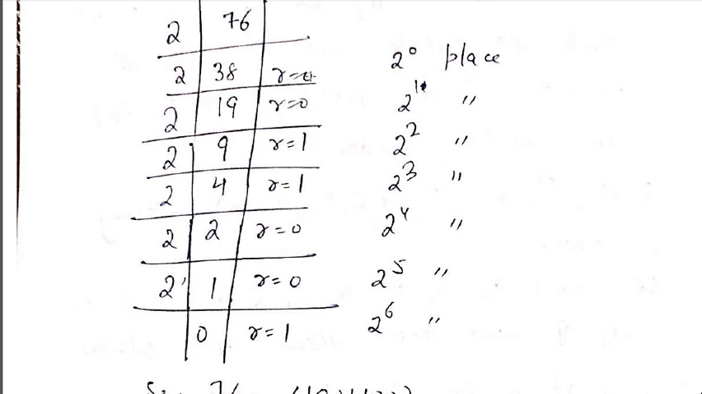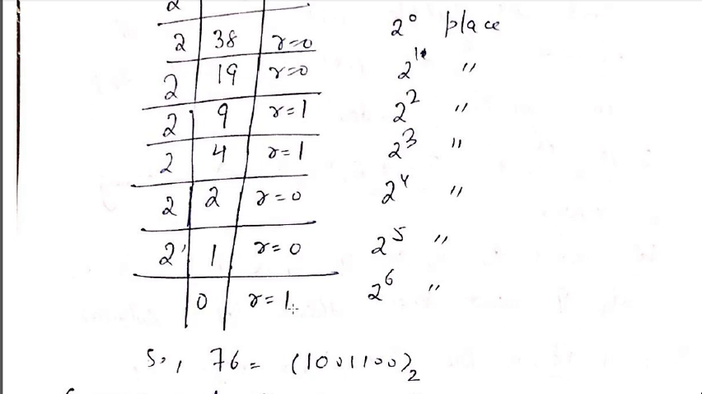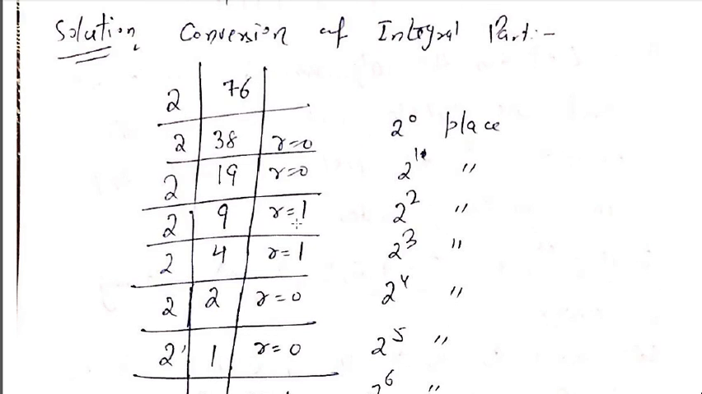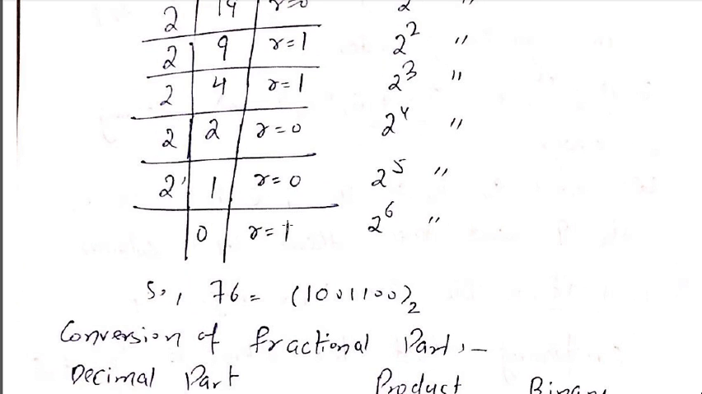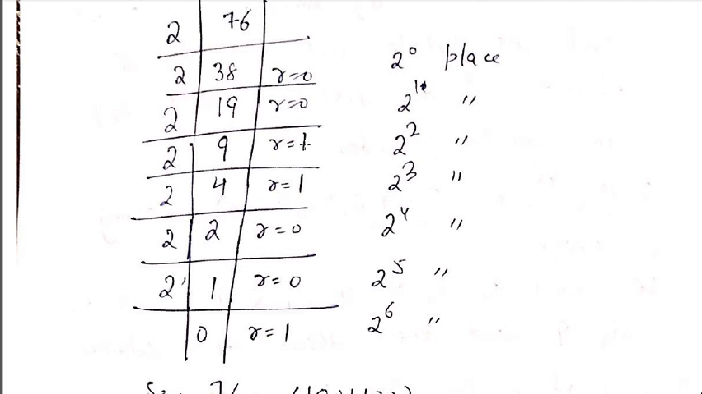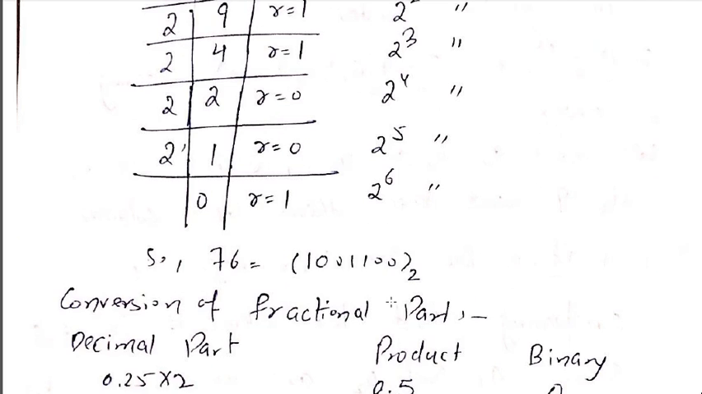Here you can see the remainders are 0, 0, 1, 1, 0, 0, 1. This remainder depicts the 2 raised to power 0 place in binary conversion. This depicts 2 raised to power 1 place. This depicts 2 square, this depicts 2 cube, this depicts 2 raised to power 4 place, this is 2 raised to power 5 place, and this is the 2 raised to power 6 place coefficient. So our conversion of this integral part 76 into binary form is 1001100.